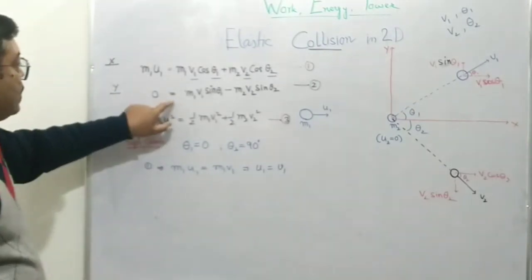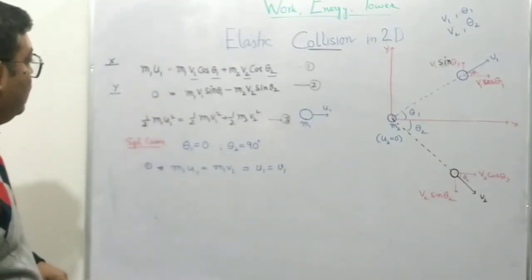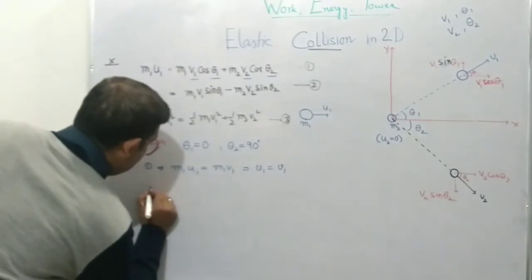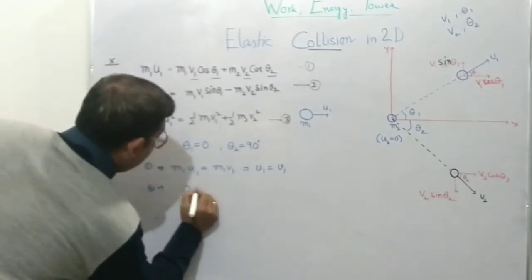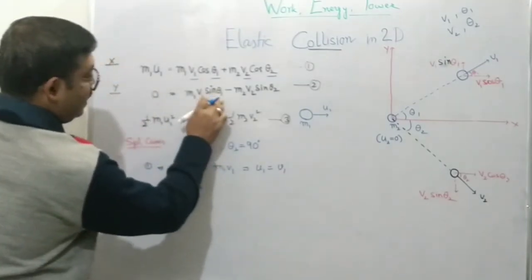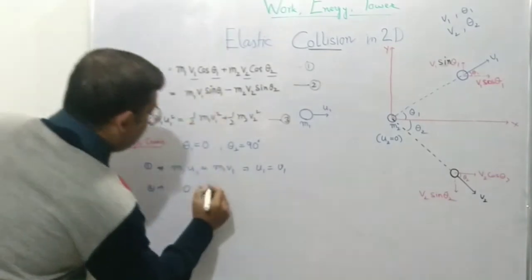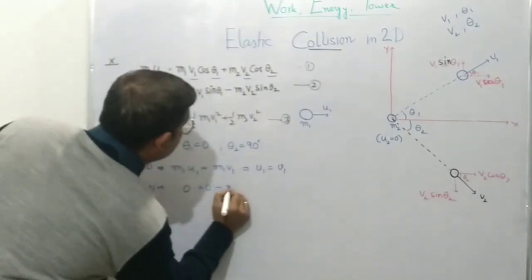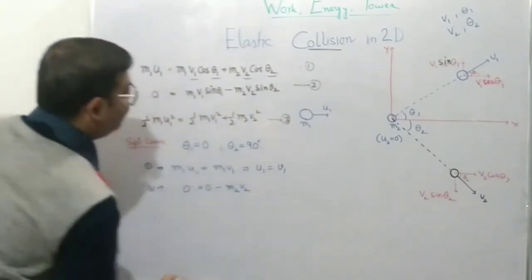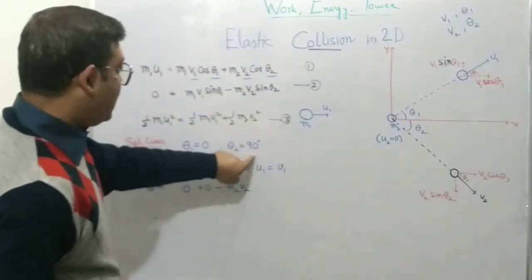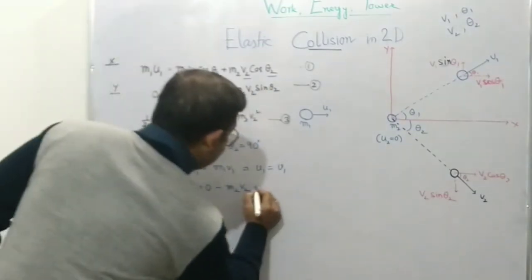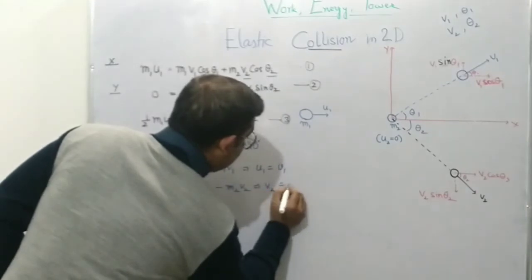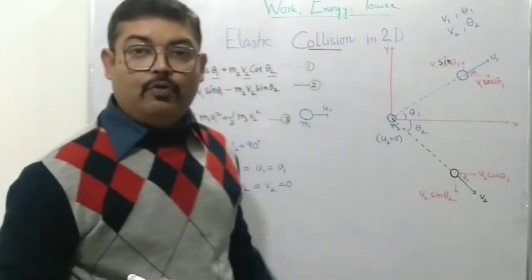So it will continue with its initial velocity. If we consider equation number 2, 0 equals m1 v1 sin theta 1, where sin 0 is 0, so the first term will be 0, minus m2 v2 sin theta 2, where sin 90 degrees is 1, which will give us v2 equals 0. So the second particle will not move at all.